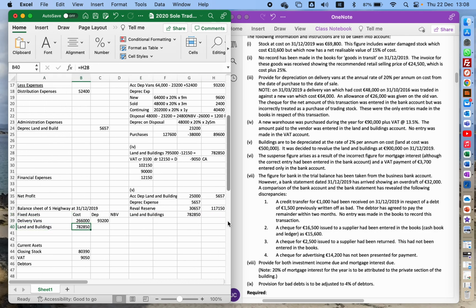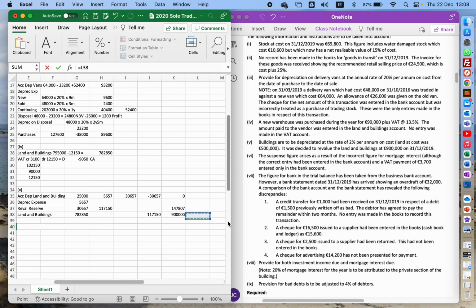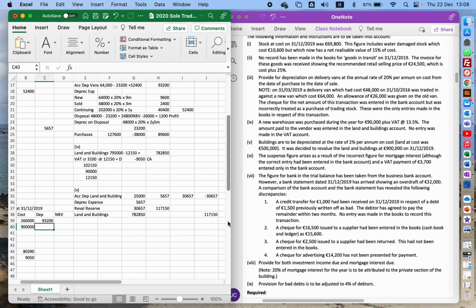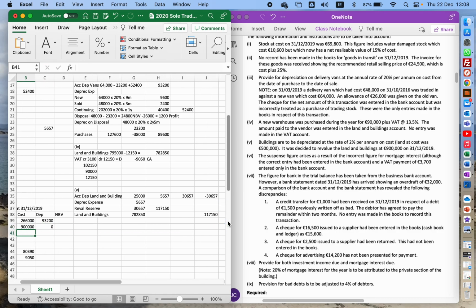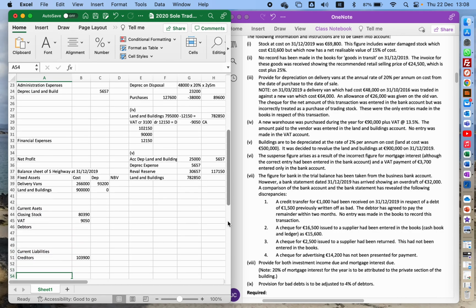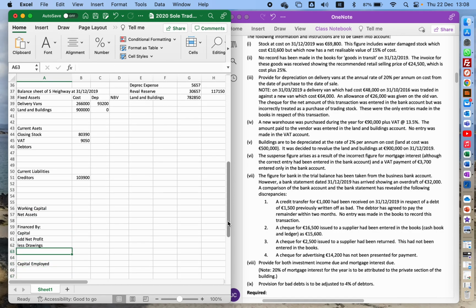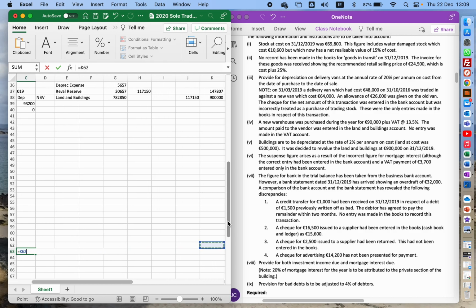Okay, so my land and buildings now changes from that. It goes up to 900,000. The accumulated depreciation is going to be 0 because I cancelled all of it. And then down in my finance section, I'm going to have revaluation reserve. And the revaluation reserve is going to be those two figures added together, so that's 147,807. So that figure goes in there. So that is all of that complete.